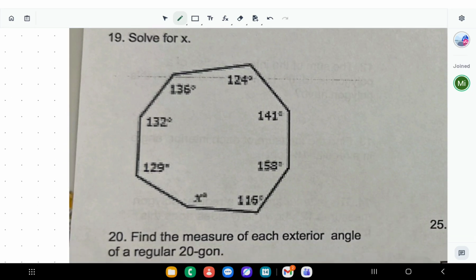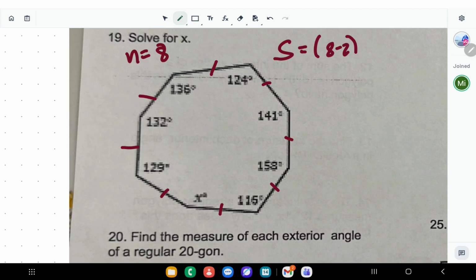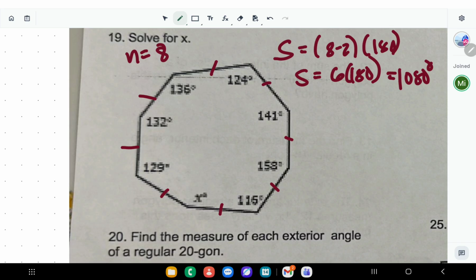Solve for x. How many sides do we have here? 1, 2, 3, 4, 5, 6, 7, 8. So n is equal to 8. So the sum is n minus 2, so 8 minus 2 times 180. So that is 6 times 180. Okay, so that is the sum. Then you have to add up everything.